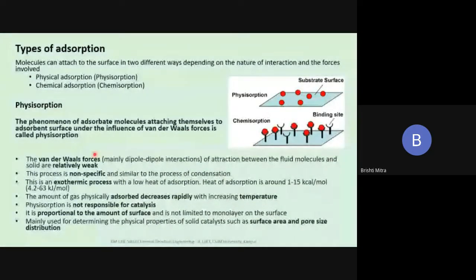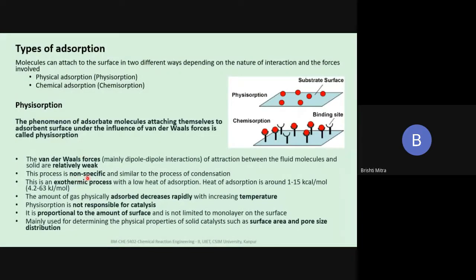These van der Waals forces, which are mainly due to dipole-dipole interactions between the fluid molecules and the solid, are relatively weak. People who have done my course on environmental pollution will remember that I taught you a bit about this when we were talking about the process of adsorption. But now we're going to talk about adsorption as a part of a heterogeneously catalyzed reaction. So these forces between the fluid molecules and the solid are weak forces. That is the first thing to remember about physisorption: the van der Waals forces involved are relatively weak in nature.